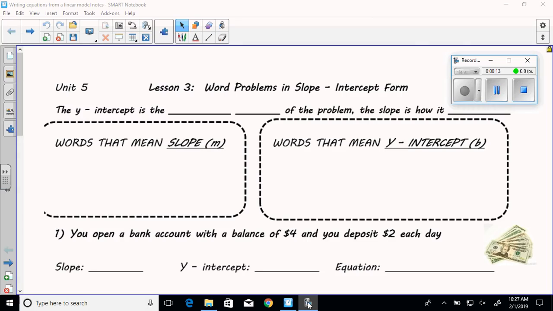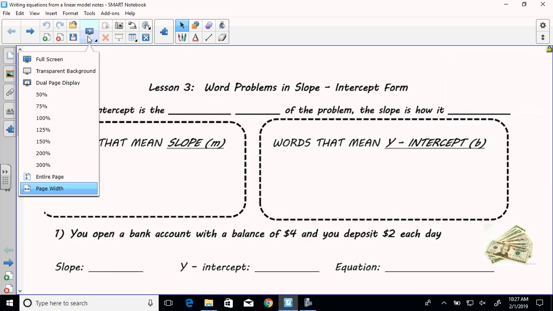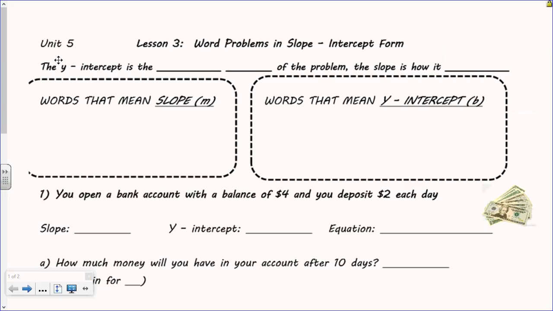All right, so we're going to talk about word problems in real life situations and putting them in slope intercept form. So the y-intercept in this problem is going to be your starting point of the problem, and the slope is how that y-intercept is going to change. It's the change that happens.